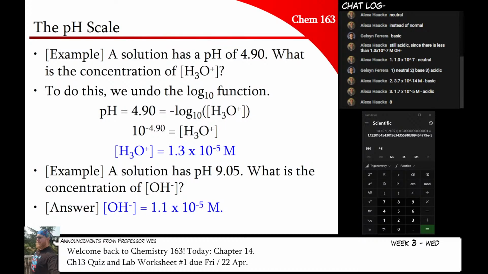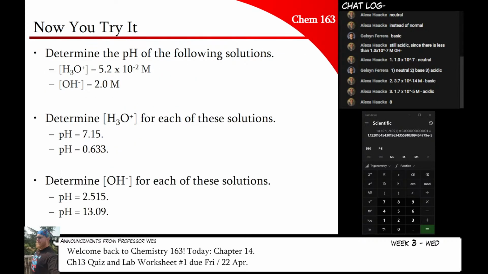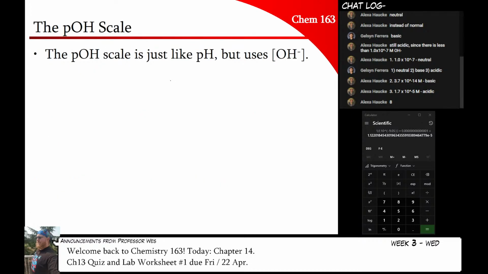All right. I have a bunch of practice problems here that I'm going to skip over because I only have 3 minutes left. I just want to talk about indicators and pOH real quick in the last few minutes of the class so that we can end on a nice spot because there's only a few slides left. All right. So what is pOH? pOH is the same thing as pH with OH. So you just take minus log of OH to get the pOH.